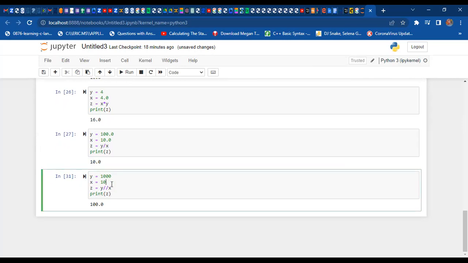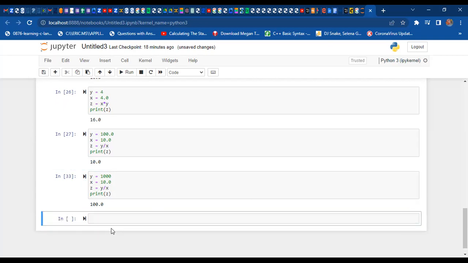But if both of these were integers, it will give us an integer. But since one of these is a float, it behaves like a normal division. All right. So let's try a modulus.